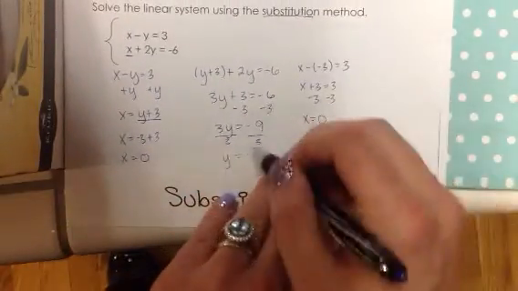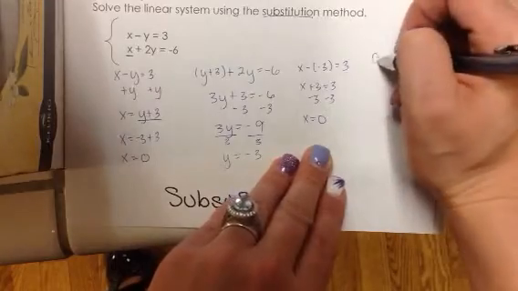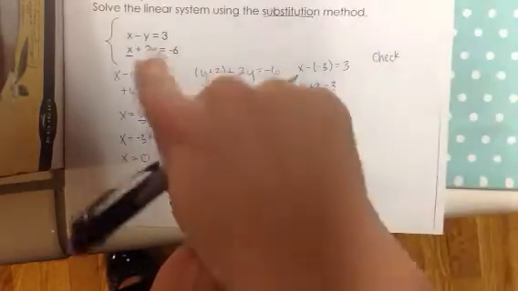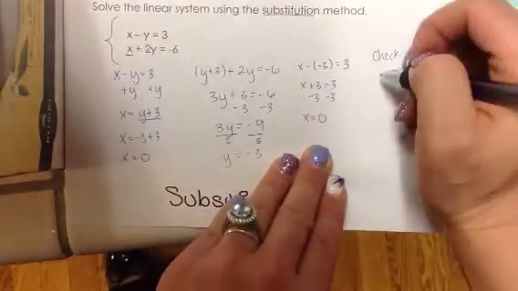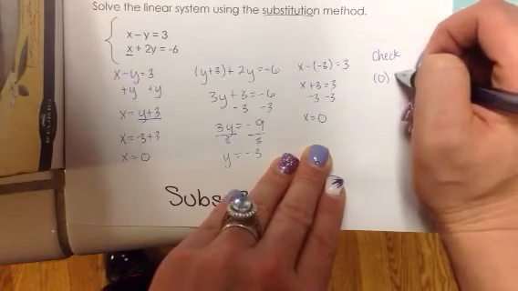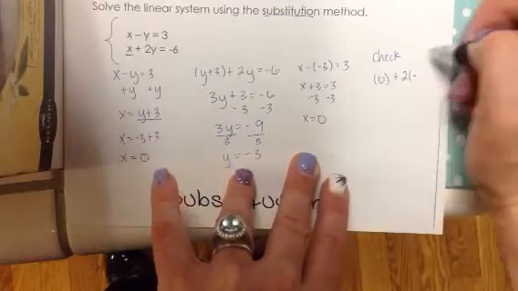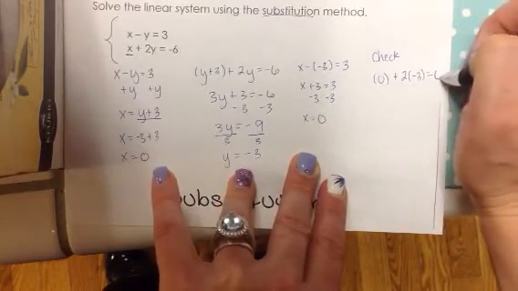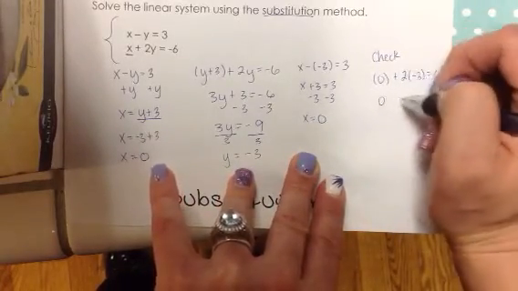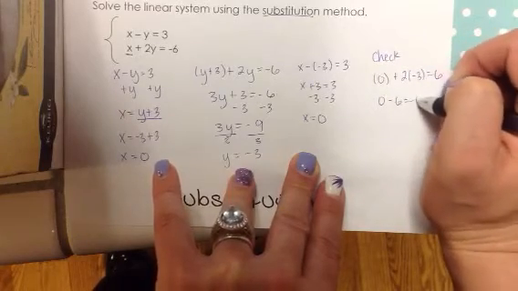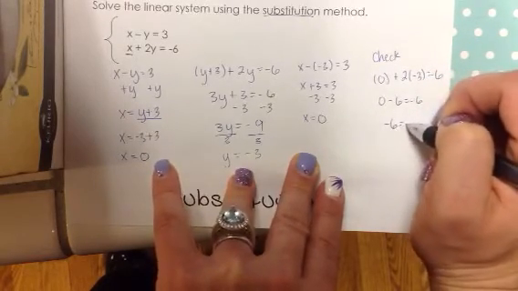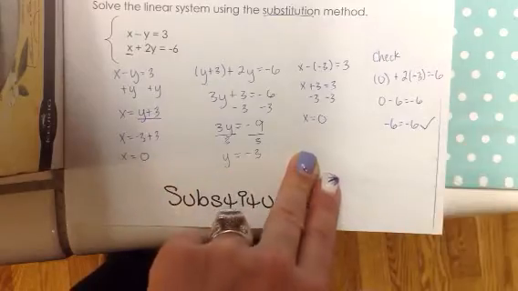But let's double check that the negative 3 is actually correct. So let's plug this back in, and we'll plug it into the second equation this time. We plug 0 in for x, plus 2 times negative 3 for y, equals negative 6. I get 0 minus 6 equals negative 6. That's negative 6 equals negative 6. And I think we did that correctly.